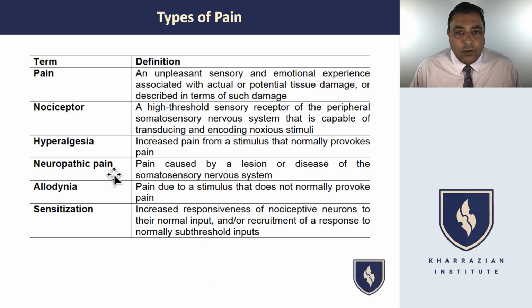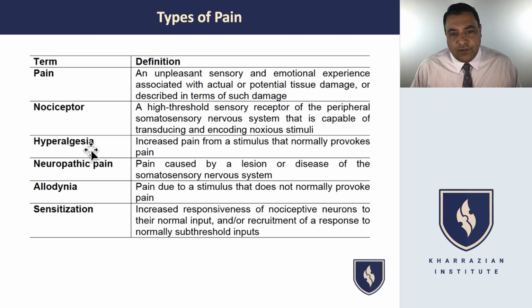Nociceptors, those are the pain receptors, are high threshold sensory receptors of the peripheral somatosensory nervous system, soma being muscle, joint, ligaments, sensory being nerves, that is capable of transducing and encoding noxious stimuli, right? So a nociceptor gets depolarized, gets activated, activates areas of our brain. We notice the pain and we have an unpleasant emotional experience with the pain. That's parietal lobe, that's nociceptors, and that's limbic system.